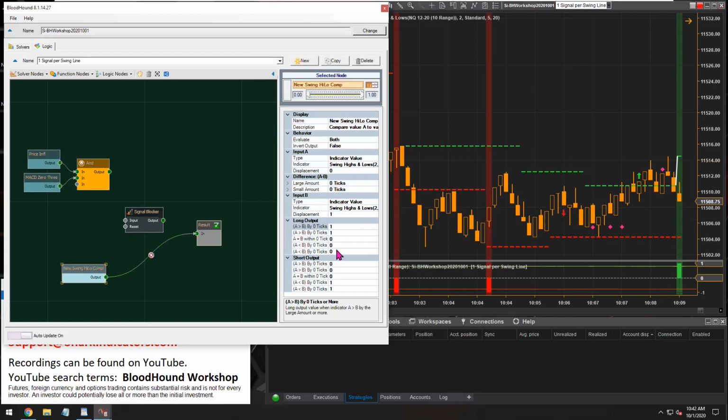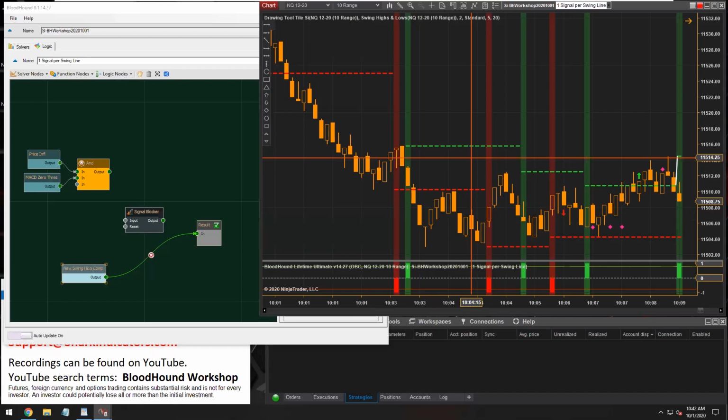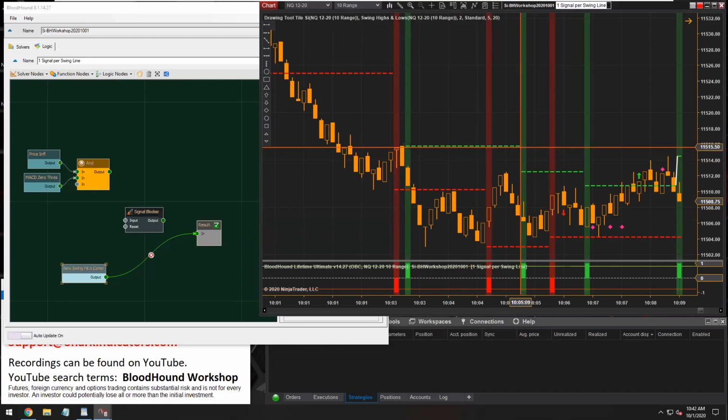However, we want to identify whenever the swing point changes, whether the swing point changes higher or lower. So I'm just going to adjust my outputs here like so, and there we go. So now when the swing high steps lower, we're getting a long output. Swing high steps lower, long output. And also when the swing high steps higher, we're getting a long output.